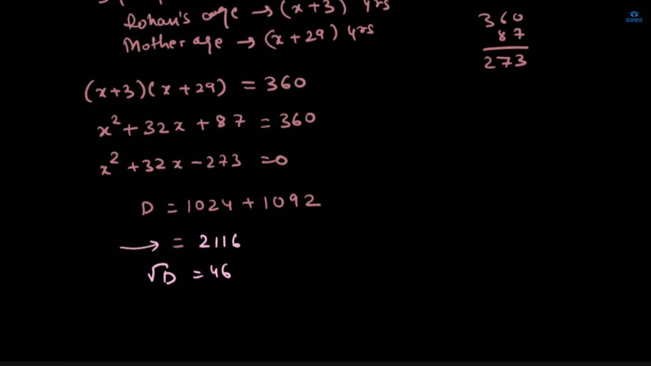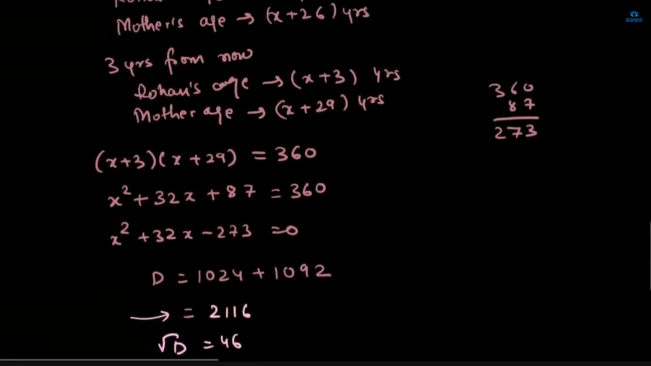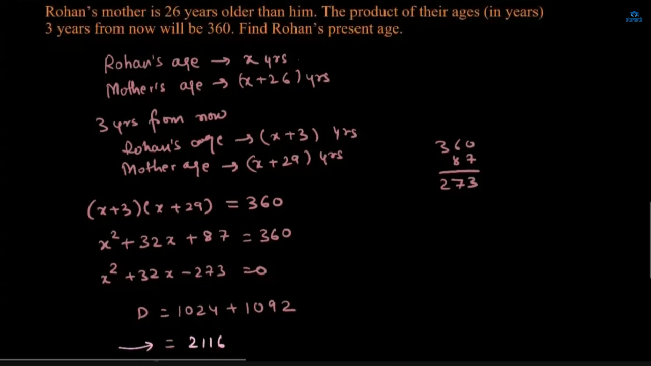Yes, ma'am. I got it as 6, the present age of the son. Okay, you got it, six for Rohan. Now there is no mistake. Are you sure? Should I do it? No, ma'am, it's fine. I checked it.